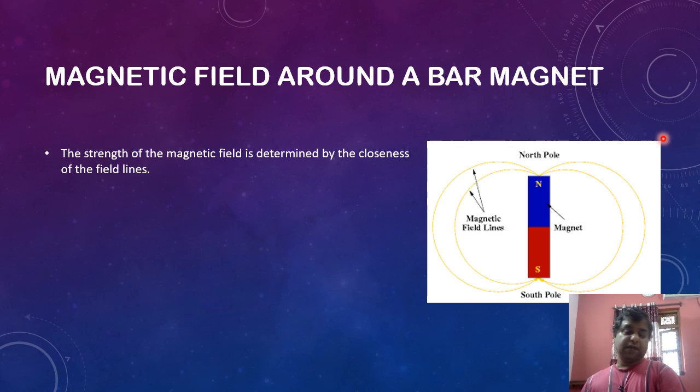Okay, so the strength of the magnetic field is determined by the closeness of the field lines, how close they are to each other. If they are very close to each other, it's a strong magnet. If the distance is great, then the magnetic field will be weaker. As a consequence of that, the magnet is considered to be a weak magnet.